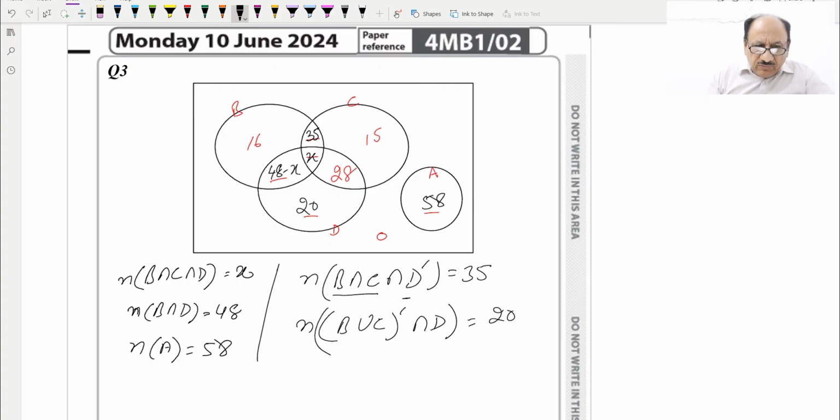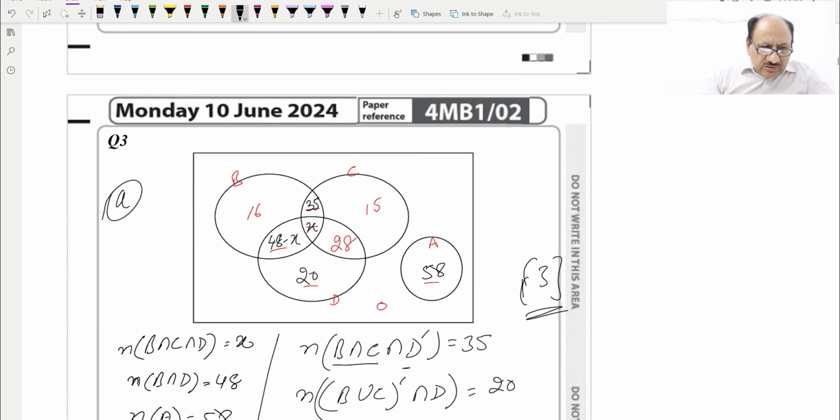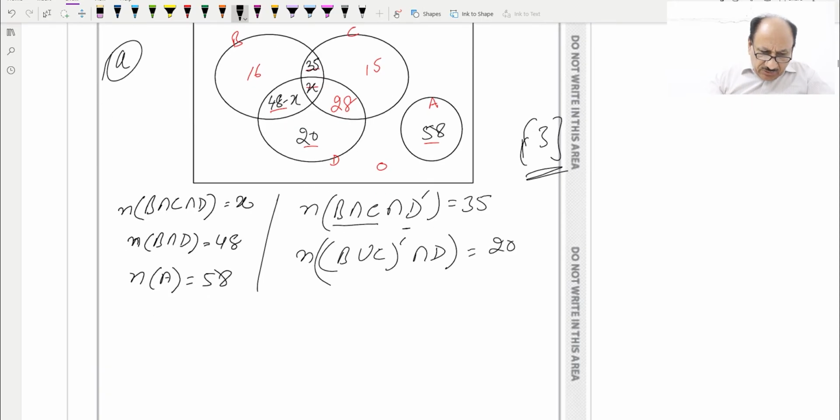Complete the event diagram giving the number of elements in each appropriate subset in terms of X where necessary. So this was the 3 marks part, which was labeling of this Venn diagram, which we have done. Now the B part, find the value of X. They are saying n of C complement is equal to 105, and we have to find the X value. This is our target.